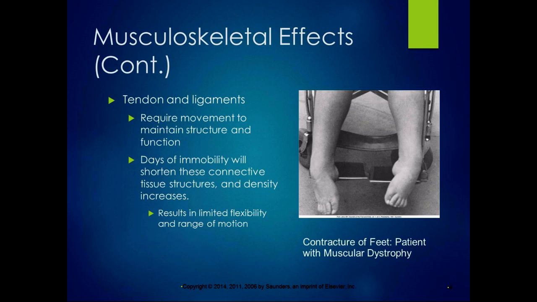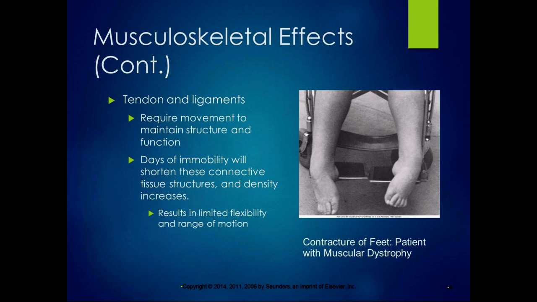Your tendons and ligaments require movement to maintain their structure and function. Prolonged immobility will shorten connective tissue structures and increase their density, resulting in limited flexibility and range of motion. You see the picture here where the person's feet are in plantar flexion and a little bit of inversion. A lot of times you get in that position if someone's lying supine or sitting up in a wheelchair like this person, and they don't have the muscle structure to bring their feet up. The plantar flexor muscles are stronger than the dorsiflexor muscles, and so you get more atrophy in your dorsiflexors. Once you have that shortening of the Achilles tendon and the structures, it's much harder for you to stand when you get to the point where you can stand.